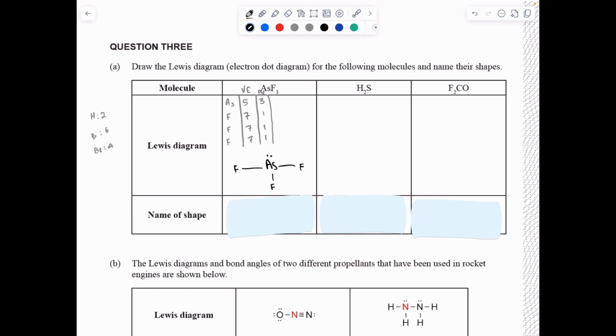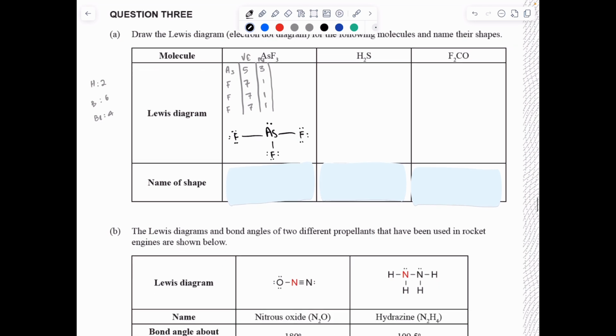Fluorine, let's count how many it has. Each fluorine atom has 1, 2 electrons around its outer shell. So to make it happy, we need to add a few more electron pairs. So it's currently got 1, 2, 3, 4, 5, 6, 7, 8. Let's do the same for the other ones. 1, 2, 3, 4, 5, 6, 7, 8. 1, 2, 3, 4, 5, 6, 7, 8.